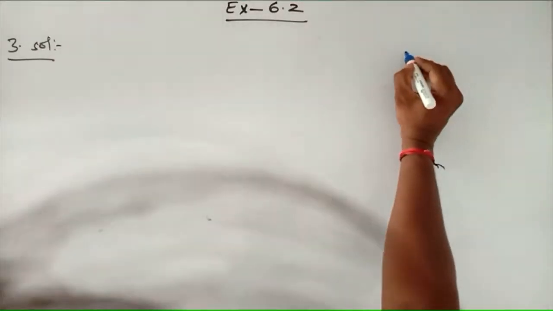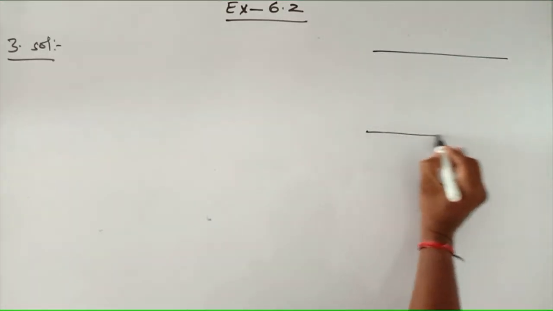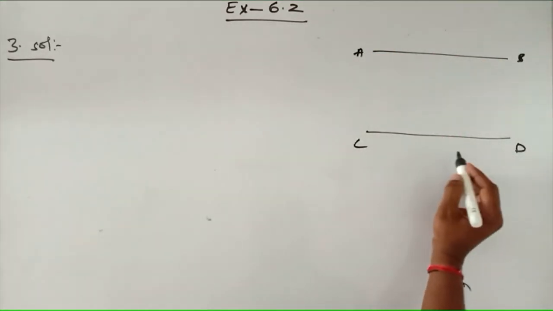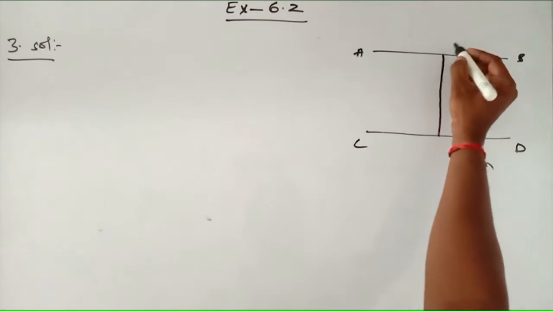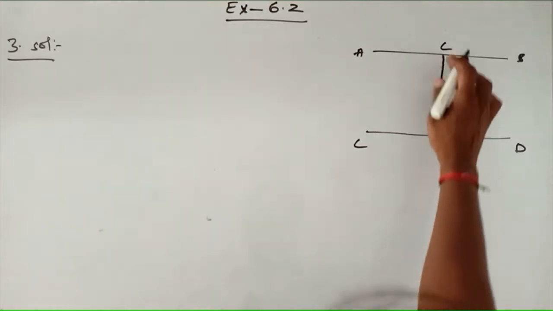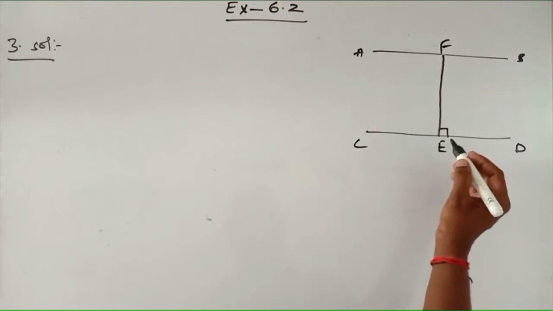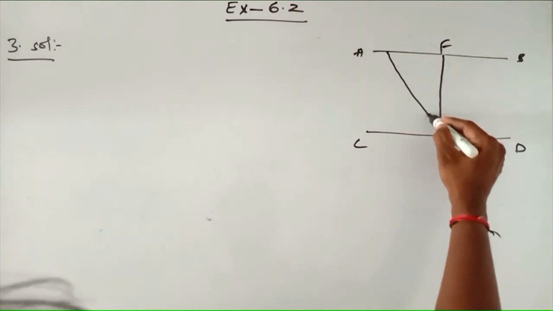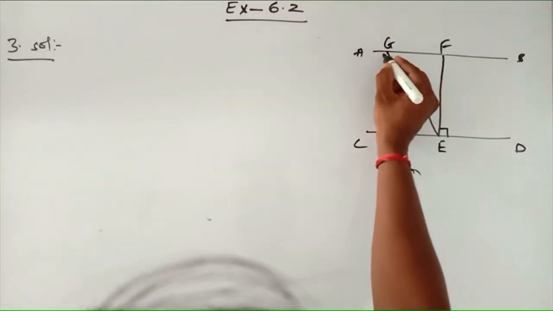AB is parallel to CD and EF is perpendicular to CD. So here AB and CD are two parallel lines and EF is perpendicular to CD. The next condition given is angle GED is equal to 126 degrees. This is the point G I am taking.